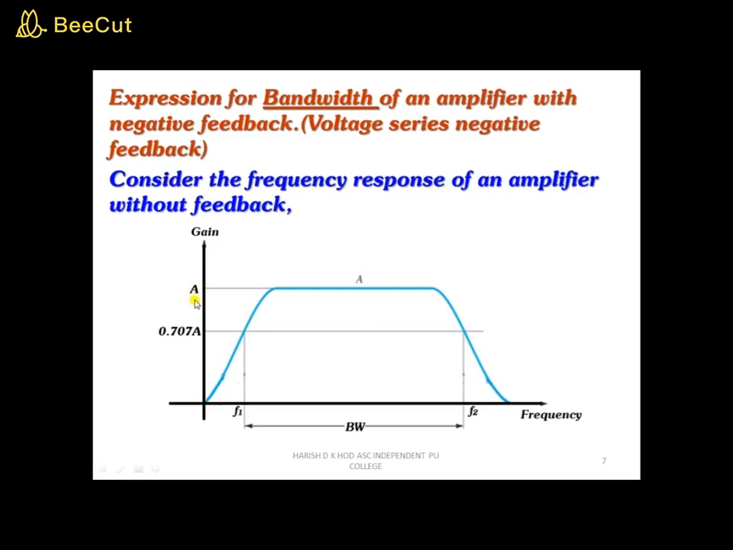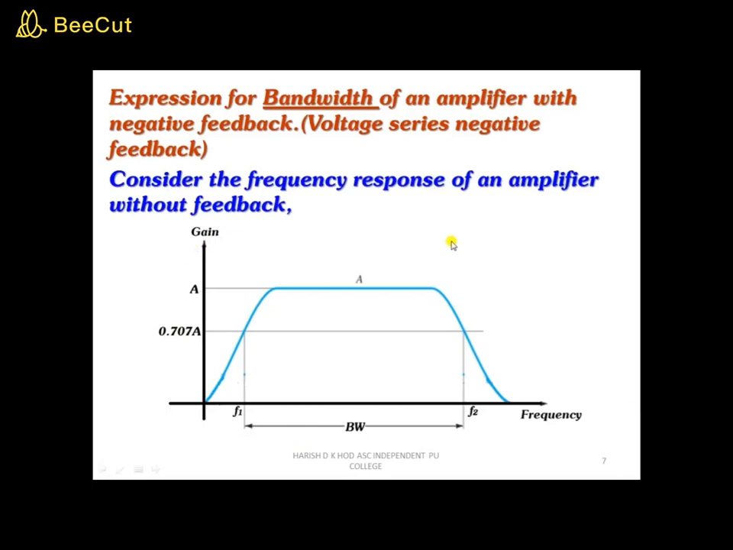Okay, and if I divide this maximum gain by root 2, or multiply it by 0.707, we get some value which is less than A. From that value, if I draw a horizontal line that touches the curve at these 2 points, and from these 2 points I draw vertical lines, I get 2 cutoff frequencies, the lower cutoff frequency F1 and the upper cutoff frequency F2. And if I take the difference between F1 and F2, then I get the bandwidth. Right? So now this is the frequency response of an amplifier without feedback.